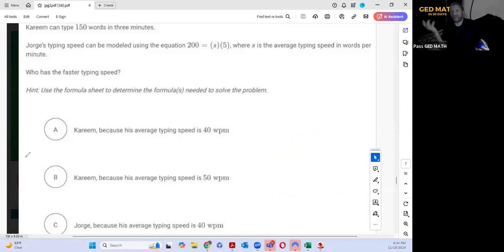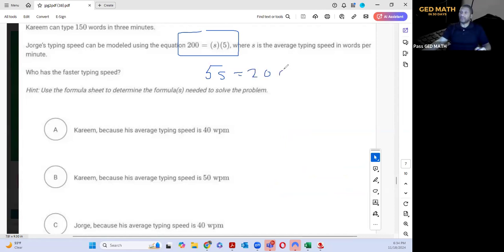Now the second one, we got an equation. My goodness. What does this mean? First of all, you never see the variable in front of the coefficient. So we're going to rewrite this how we normally would see it: 5s equals 200. They tried to just throw you off. It's a simple equation.